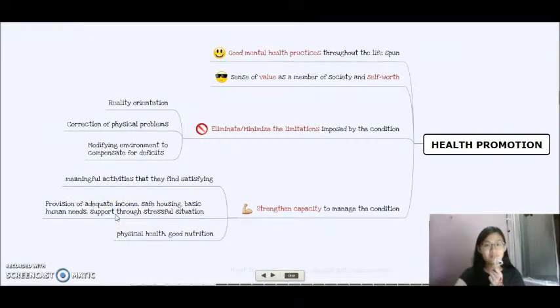Elderly can receive the support from society, but the most important one is from the family. And the last one is physical health and good nutrients, because these can indirectly increase their capacity and their strength to overcome their stress and cope with the negative feelings.